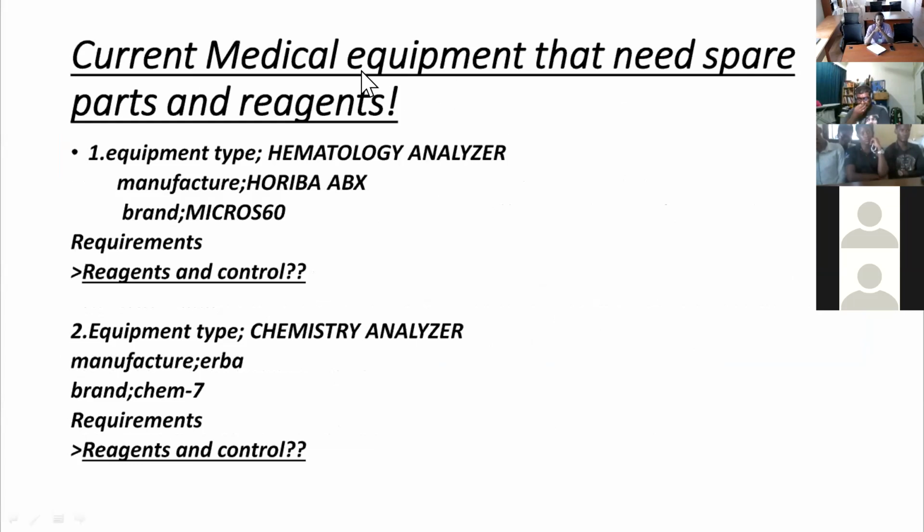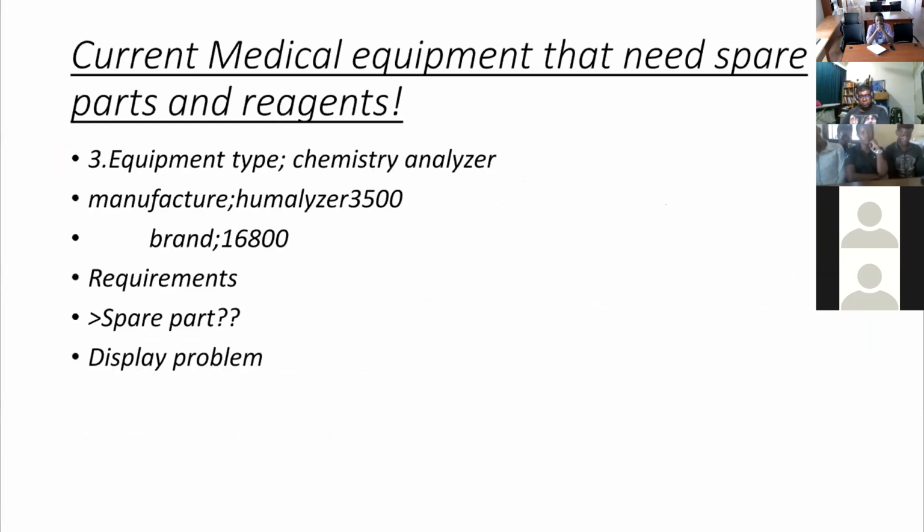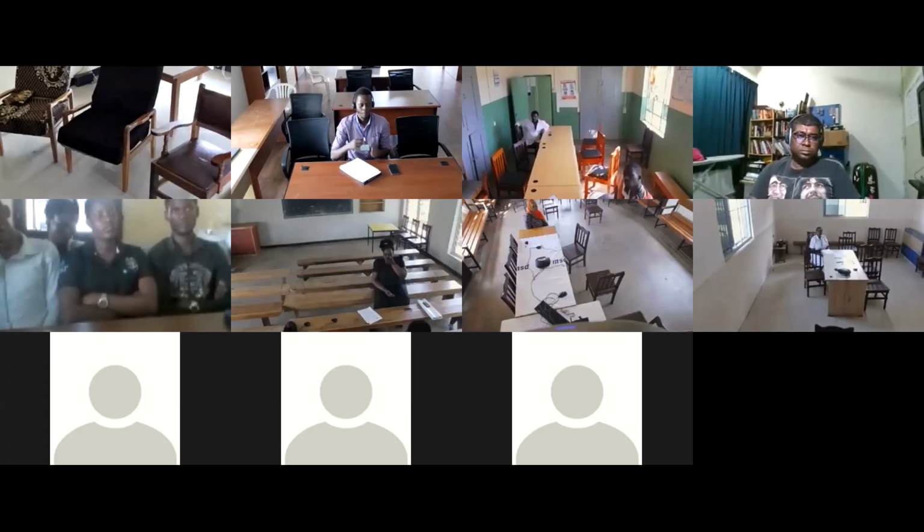Definitely, yeah. So these are the machines: hematology analyzer, the manufacturer, and the brand. So I wanted to ask them if they know the market, they can share with us. It was Buganda and Kagera. But thanks for the information which Benjin and Mr. Guna have given us. I think we'll work on them. Okay, thank you so much.